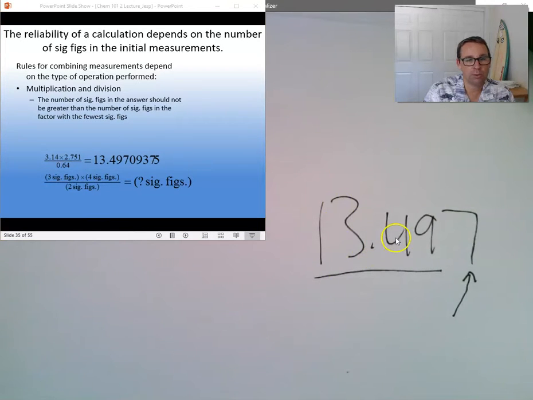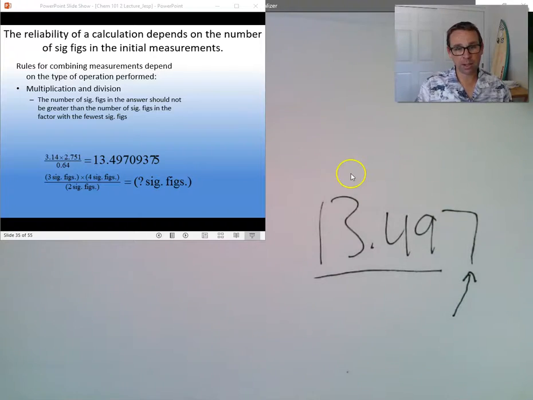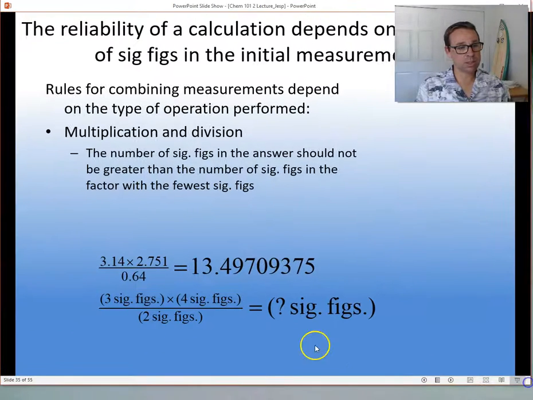Again, 13.49 are significant digits, but the 7 is what? Do you remember if my last digit is what? Was it an estimate? That's right. It's my estimate. Excellent. So that's what we're trying to tell somebody when we write down the value. Now, which number should I choose as my estimate if these were the measurements I was given before? 3.14, 2.751, and 0.64.